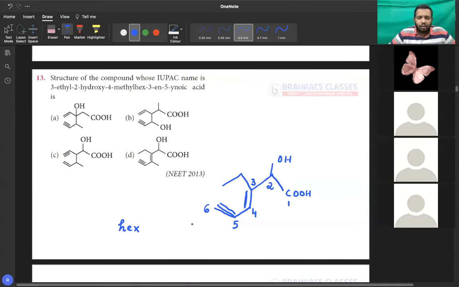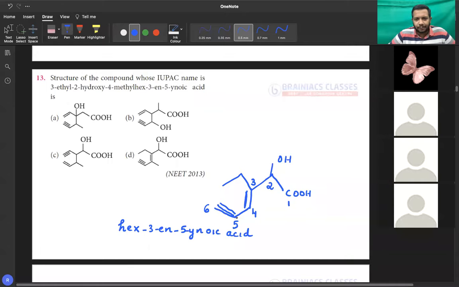Now the primary suffix. At the third position you have ene and at the fifth position you have yne. Alphabetically ene comes first, so we say 3-ene, and at the fifth position 5-yne. Then you have the secondary suffix, oic acid at the first position. You can either mention the locant or simply write oic acid. Both are correct. Now the primary prefix is not applicable here because it is not a cyclo compound.